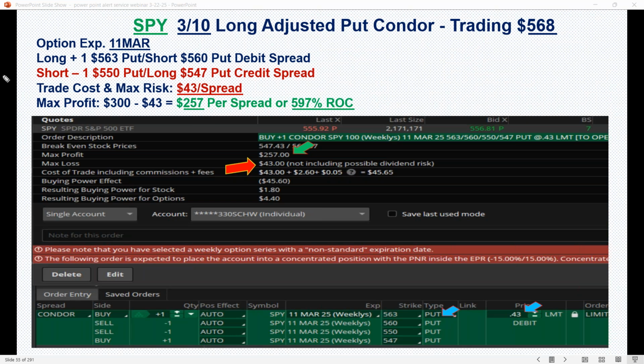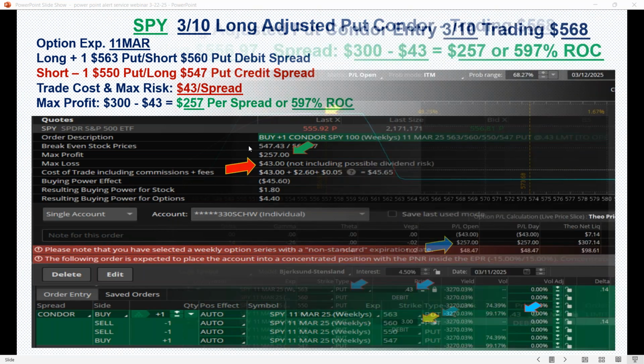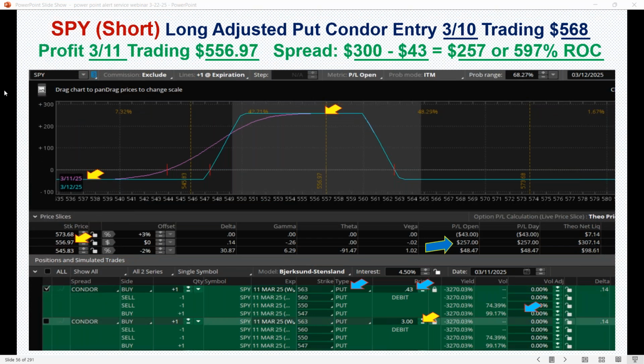So then this trade closed down inside our two spreads. So it closed right there at the end of the day. And so it was trading at 556.97. So the spread had blown from 43 bucks to 300. So it was up $257. So that was a 597% return.